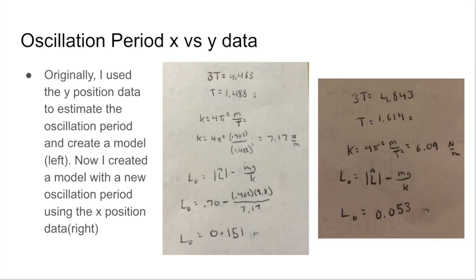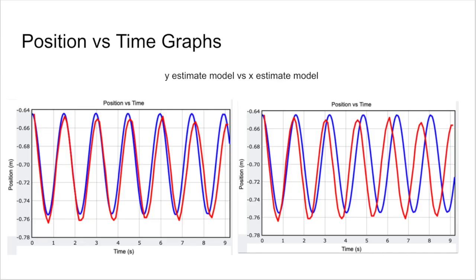I now wanted to see how my model would be changed if I calculated the oscillation period, spring constant, and relaxed spring length by using the X position data to estimate the oscillation time. I did the same calculations as I did originally with the Y data, but this time they ended up being smaller values. Here is my original model using the Y data estimates next to the model with the X data estimates. You can see that the X data model overpredicts the motion of the spring mass.